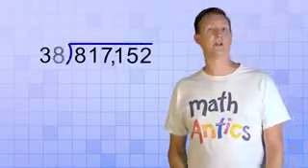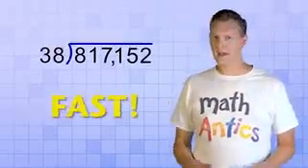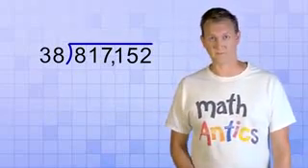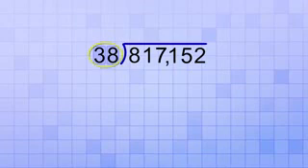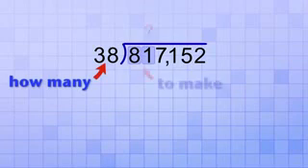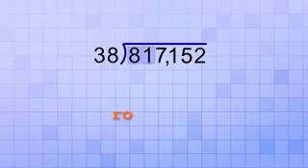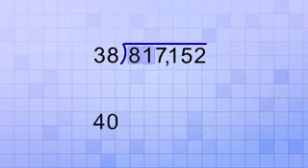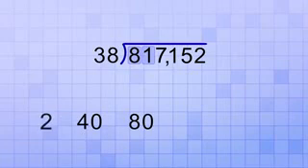817,152 divided by 38. I'm going to work through this kind of fast, so you may want to rewatch it a couple times if you have trouble following it. Since we have a 2-digit divisor, we start with the first 2 digits of the dividend and ask, how many 38s will it take to make 81? Again, we're going to use rounding to help us estimate the answer. 38 is close to 40, and 81 is really close to 80. And since 80 is 2 times 40, my estimate for the first answer digit will be 2.